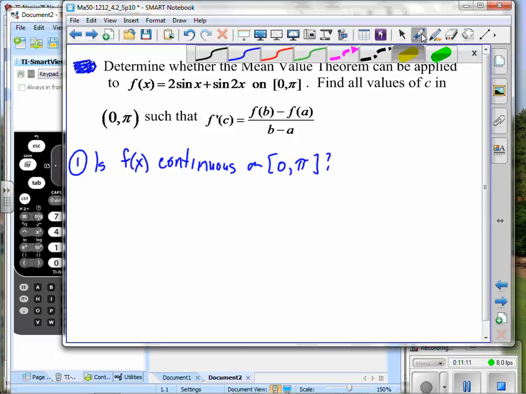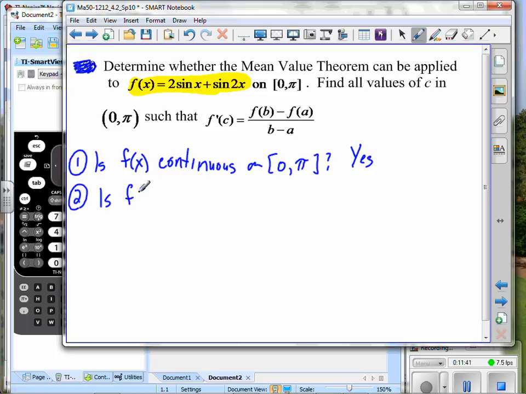We go up here and highlight our function so we don't lose it in the midst of everything. Is that function continuous? Is the sine function continuous? Where? Everywhere. Okay. So if I add a continuous function to another continuous function, do I have a continuous function? The answer to that is yes. It's continuous everywhere.